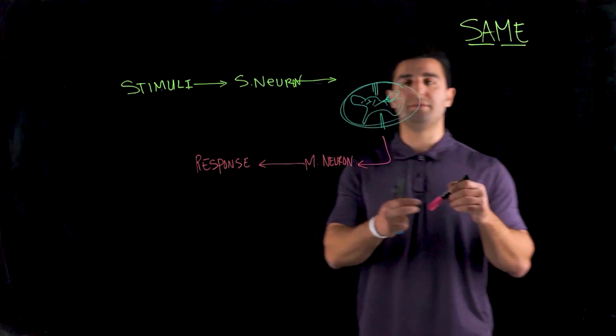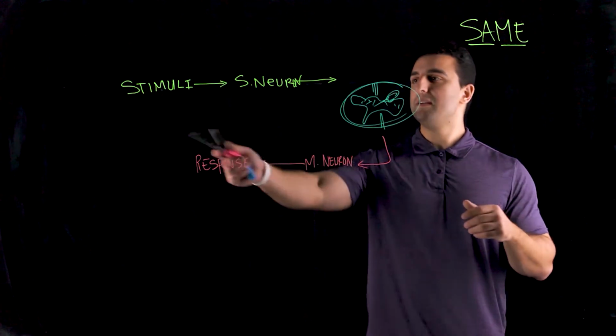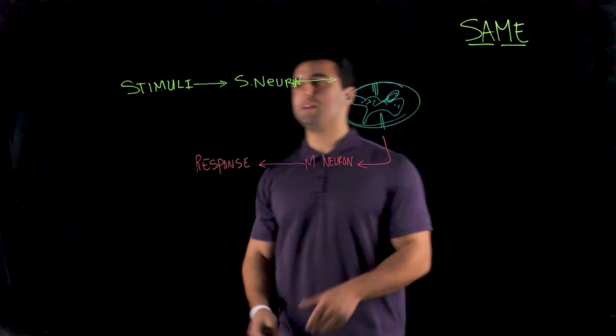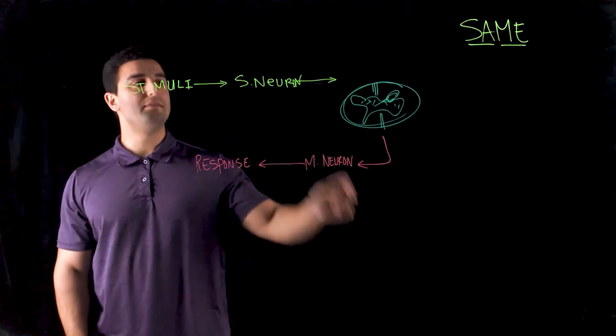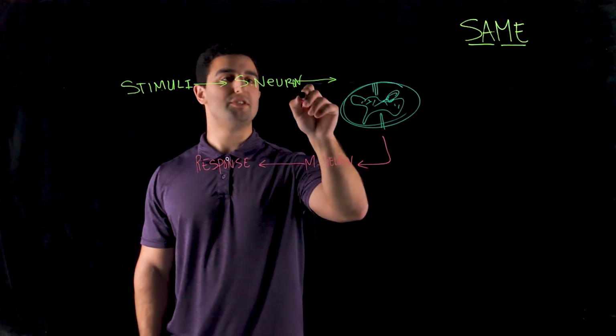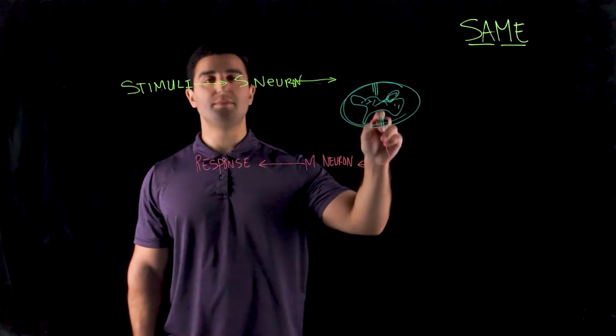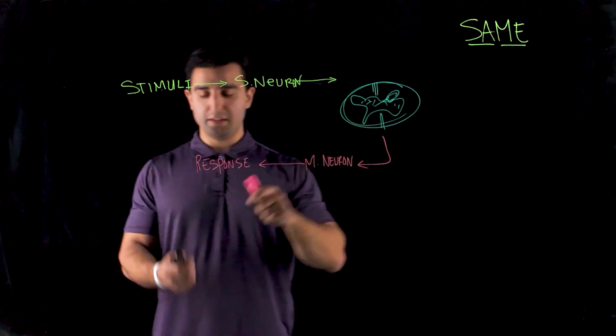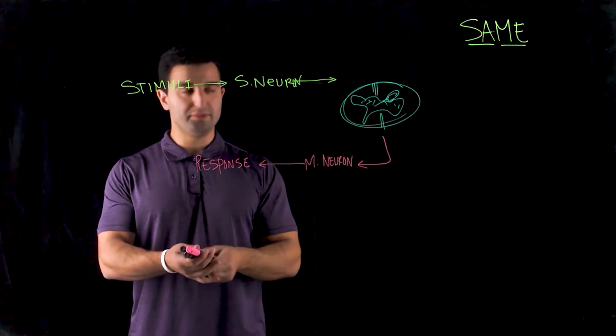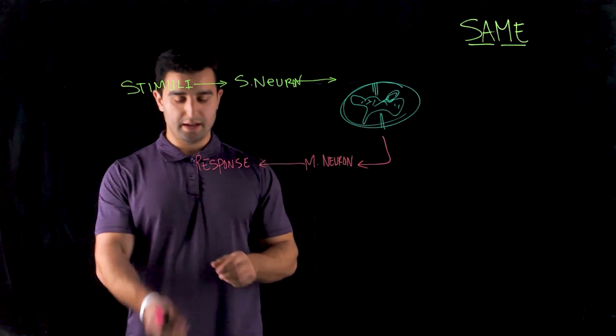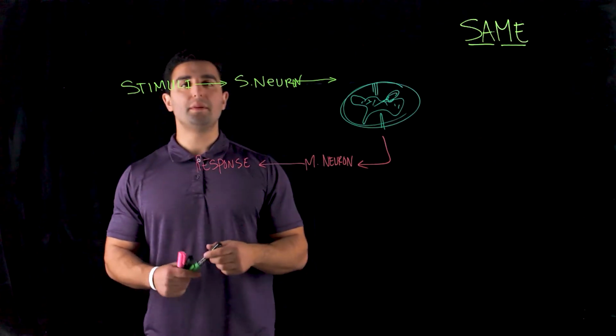So the hot plate reflex is very similar to this mechanism, right? You have the stimulus, you have the information being transmitted from the sensory neuron to the spinal cord. However, one thing you really notice that's different is that you become consciously aware of it.